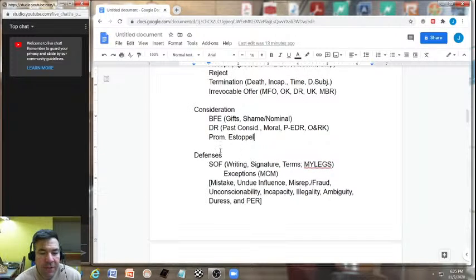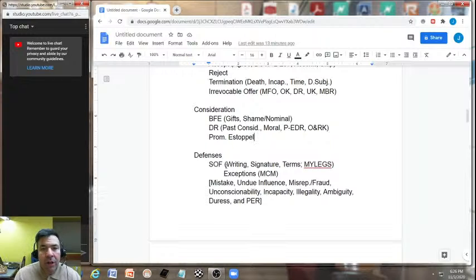Now, down here under defenses, this is where the defenses against enforceability part of our contract formation kicks in. We look to the main defense for contracts, the statute of frauds. The statute of frauds requires a writing, requires a signature of the party to be charged, and requires all the necessary terms to be in that writing. Why? In order to prevent fraud from interfering with an otherwise valid and enforceable contract.